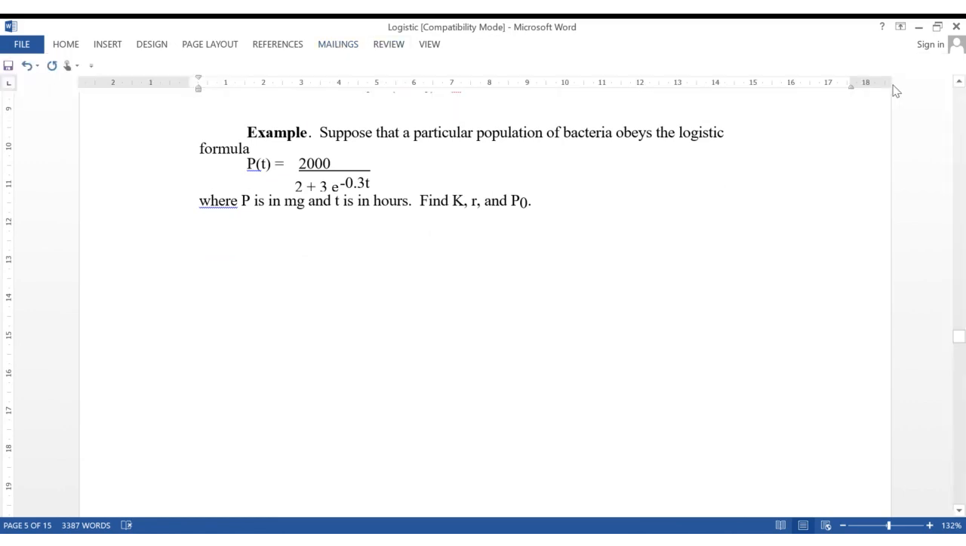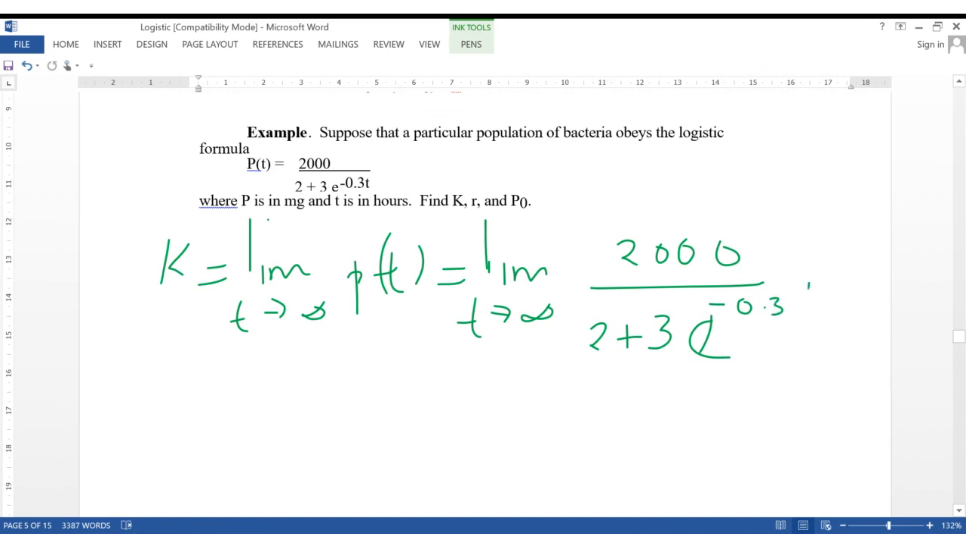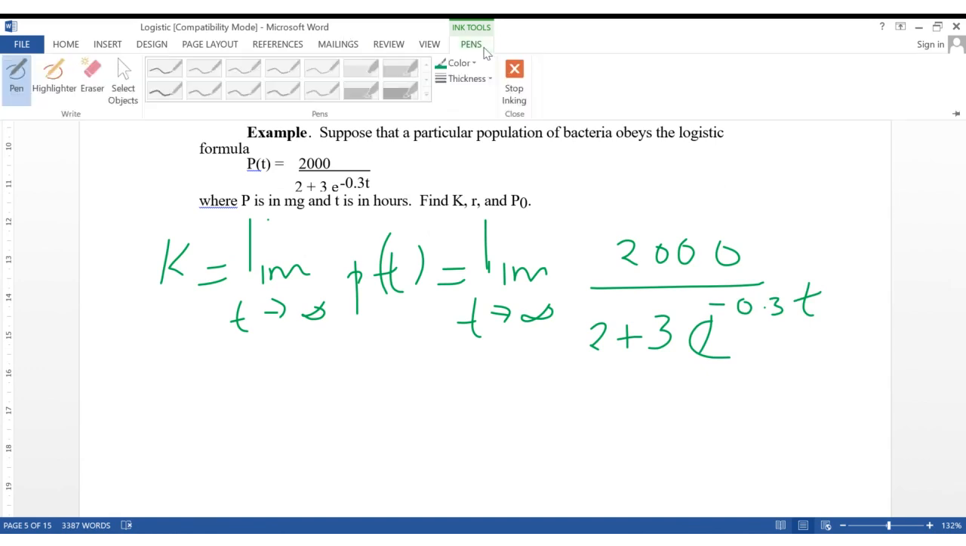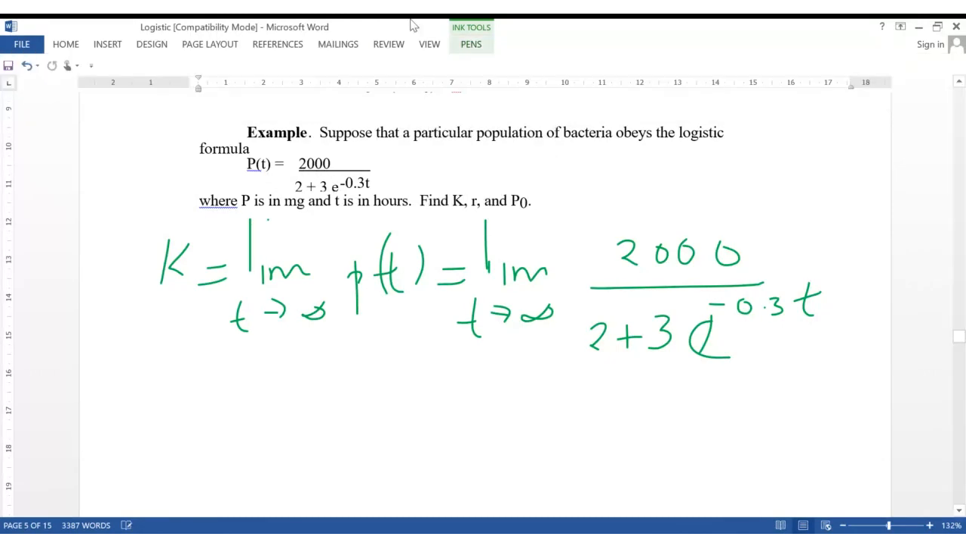So K, we have said, will be given by the limit as t goes to infinity of our P(t). This will be given by the limit as t goes to infinity of 2000 all over 2 plus 3 exponential negative 0.3t. Now we have said only one term will be affected. So which term will be affected? Only the exponential. As t goes to infinity, only this term will go to zero. So when I replace that with 0, this is what I'll get.